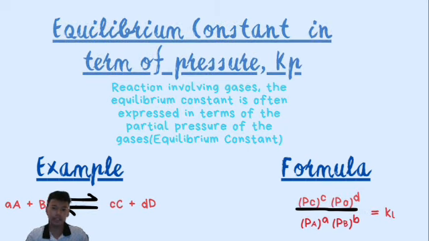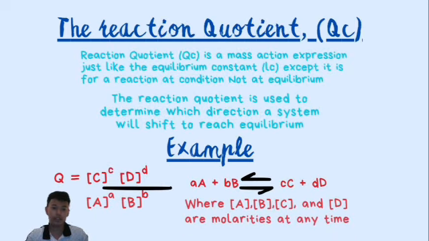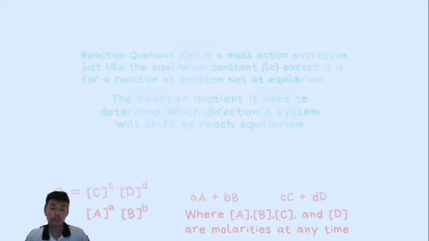Next is the reaction quotient Qc. The reaction quotient Qc is a mass action expression, just like the equilibrium constant Kc, except it is for a reaction at any condition, not at equilibrium. The reaction quotient is used to determine which direction the system will shift to reach equilibrium. For example, in this formula, A, B, C, and D are molarities at any time.